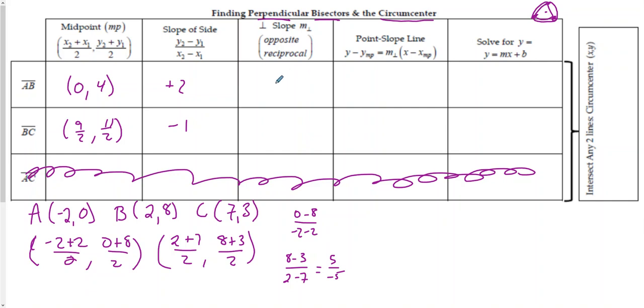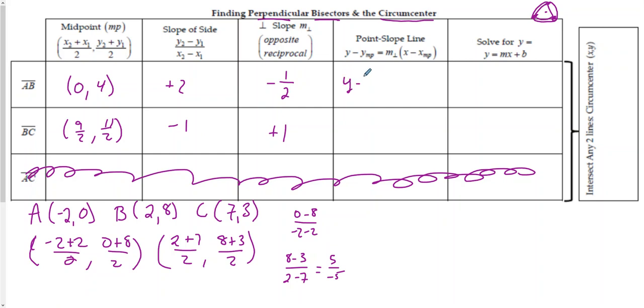So for the perpendicular slope, we'll just take the slope of the line of each of those sides, flip it, and switch the sign. So positive becomes negative. The reciprocal of 2 is 1/2, so the perpendicular slope is -1/2. The reciprocal of -1 is +1. And then we'll take those and plug them into our point-slope formula. So you find the midpoint, you find the perpendicular slope, and you plug it in.